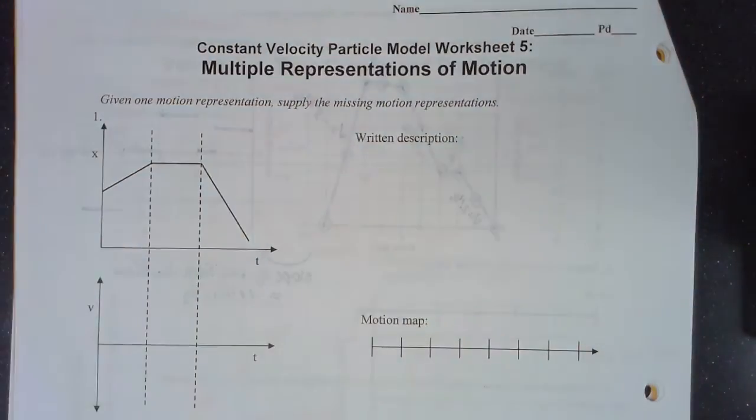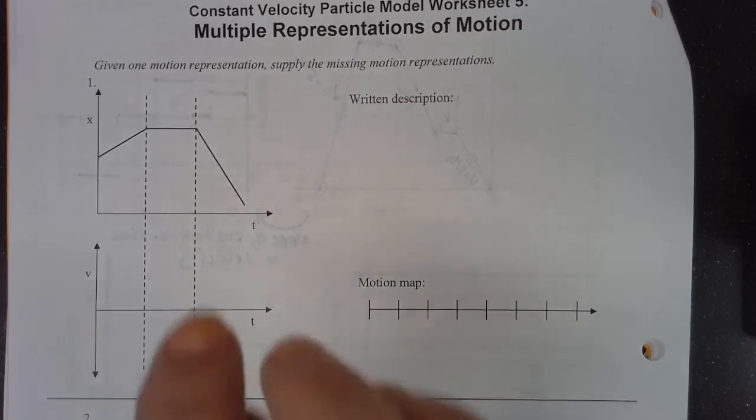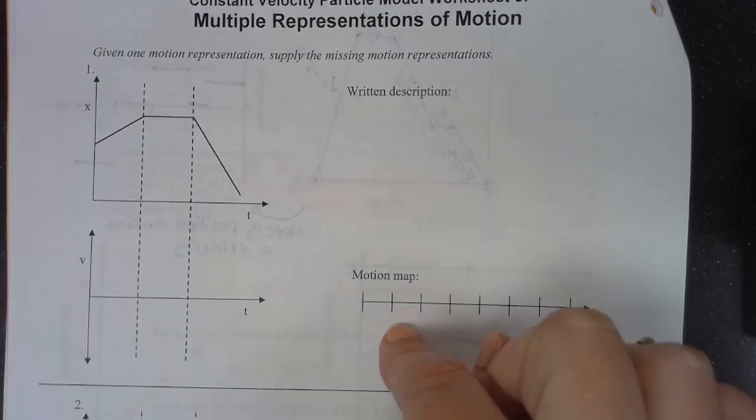Okay, so what we're going to do, guys, is heads up, Unit 2, Worksheet 5. This is where we're going to practice going from different representations of motion, different models, to other models.